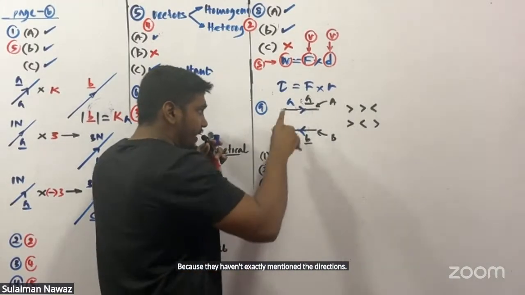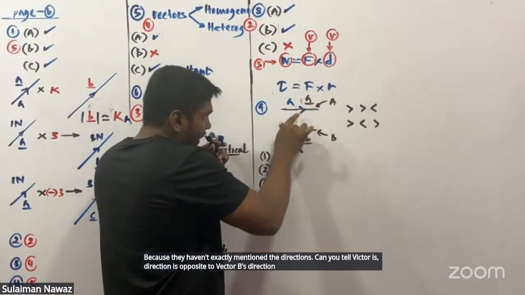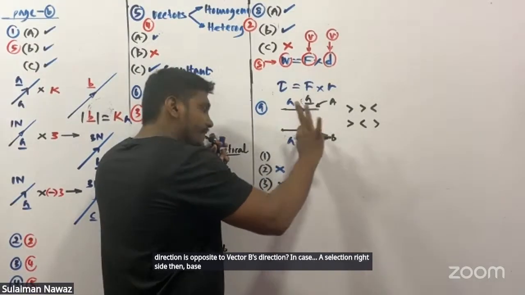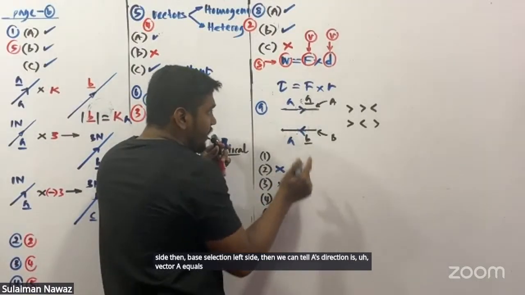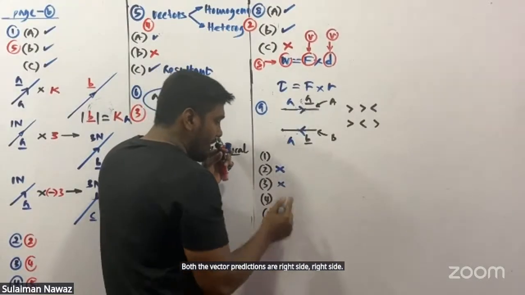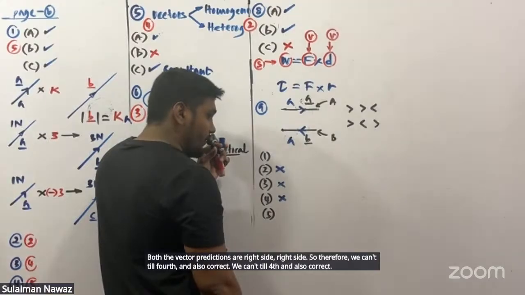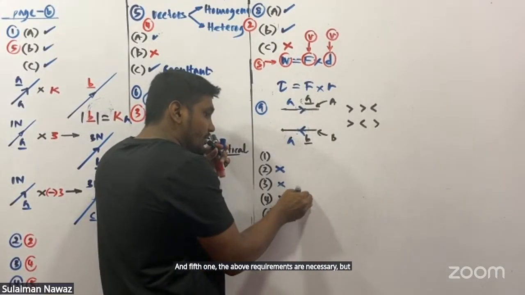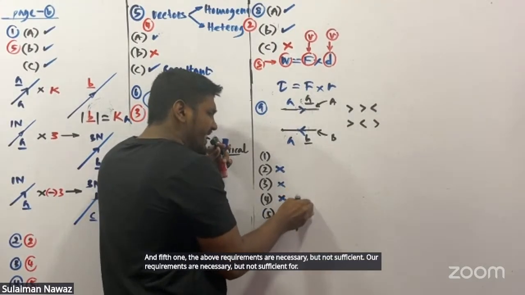Can we tell vector A's direction is opposite to vector B's direction? In case A's direction is right side and B's direction is left side, then we can tell vector A equals minus vector B. What if both the vector directions are right side? So therefore, we can't tell. The fourth one is also not correct. And the fifth one, the above requirements are necessary but not sufficient for A equal B.